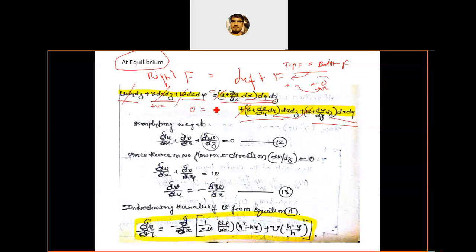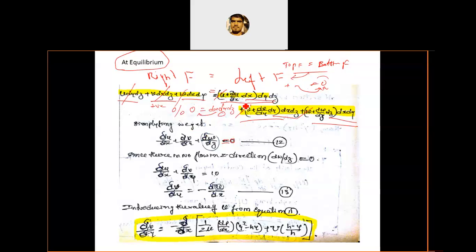So it is equal to dy dx dz. If you move or multiply the left side, it also becomes 0. So 0 by anything is 0. Okay, so finally we got this equation.